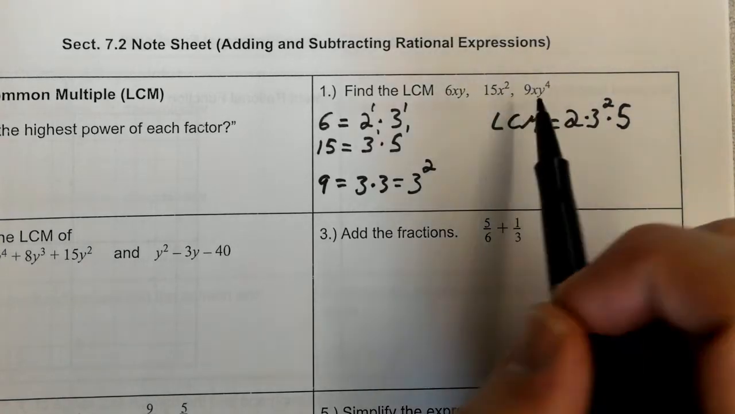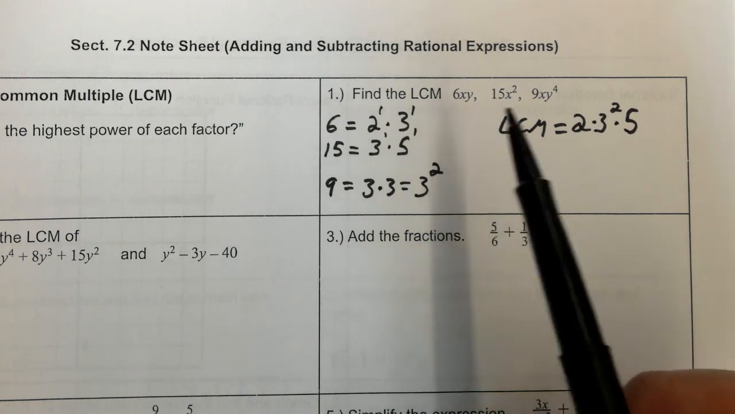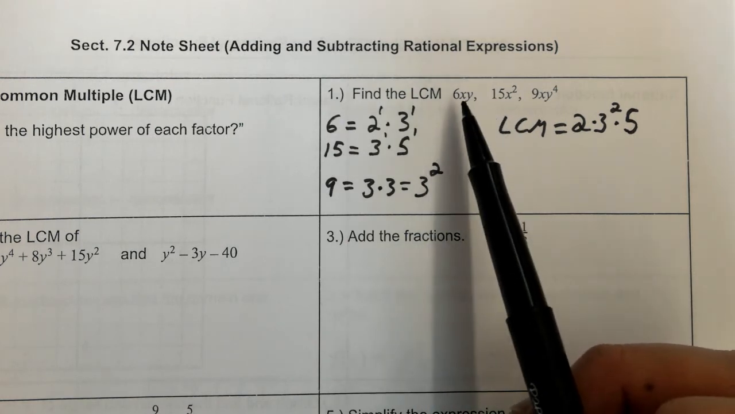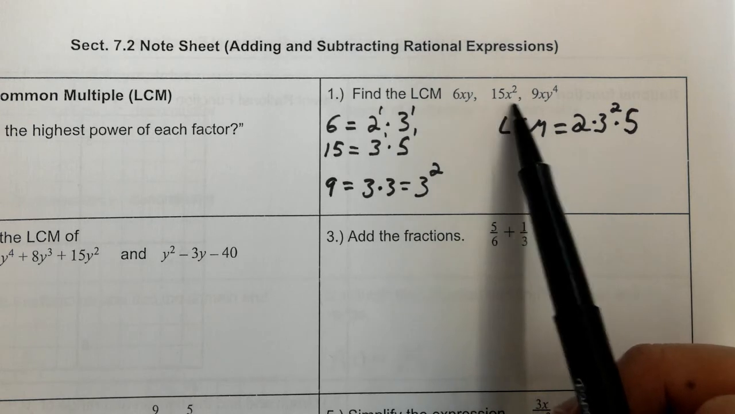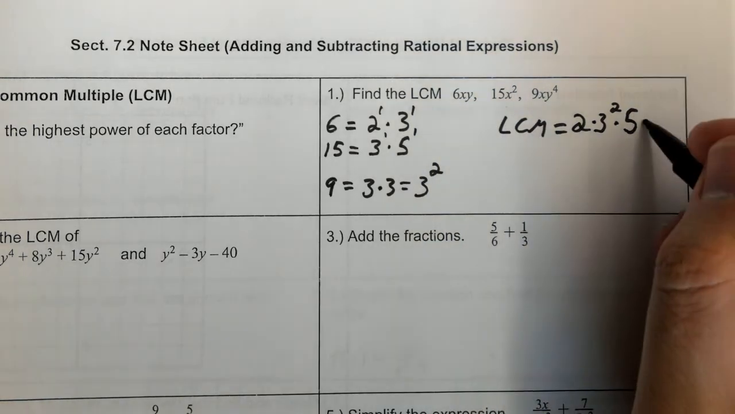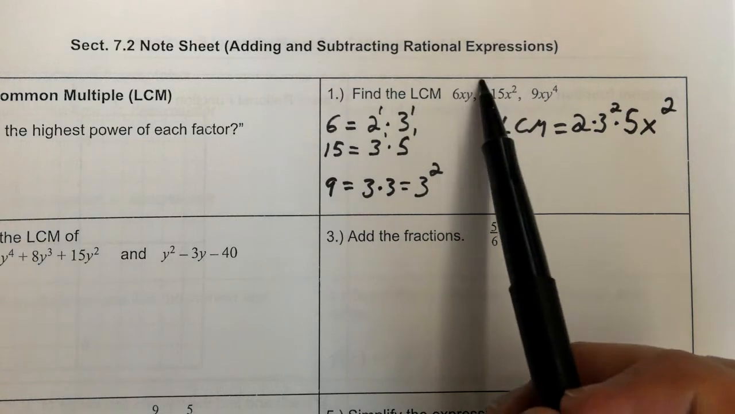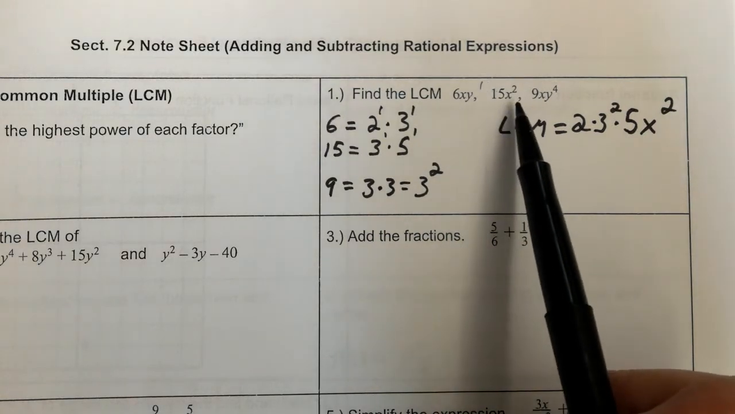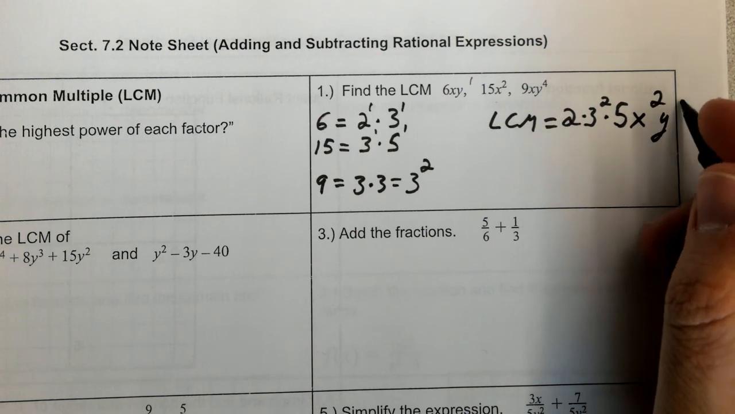Then we do the same thing with the variables. The variables are easier because you don't have to do any work. You just look at them. So we have x to the 1 power, x to the 2, and x to the 1. All right, so the highest power of x is to the second power. And then we look at y's. We have y to the 1, y to the 0, I guess, and then y to the 4th. So y to the 4th is the highest power of y.